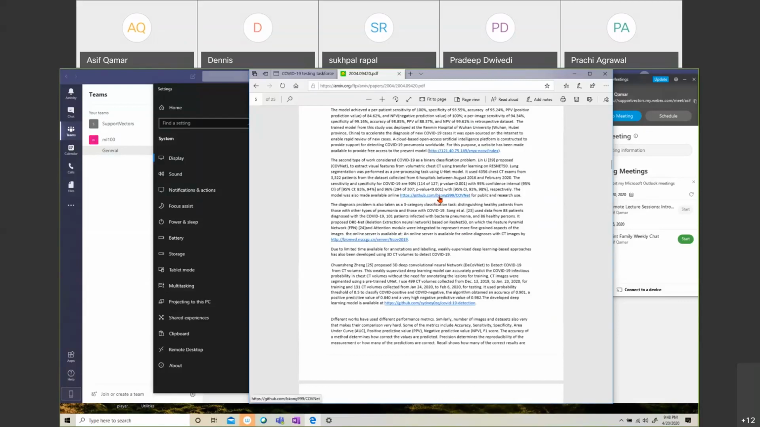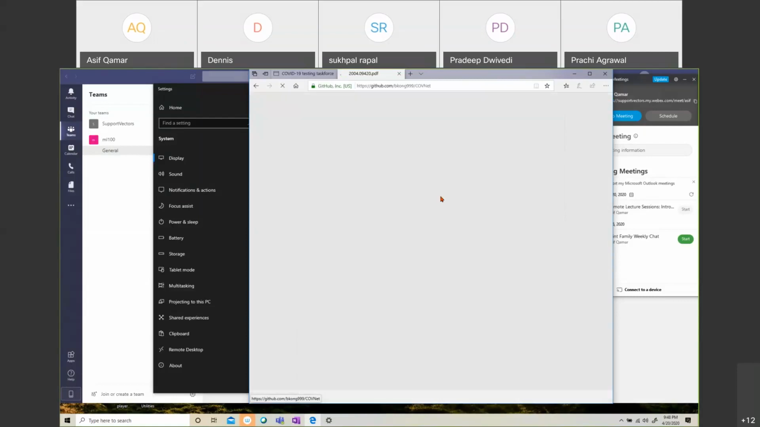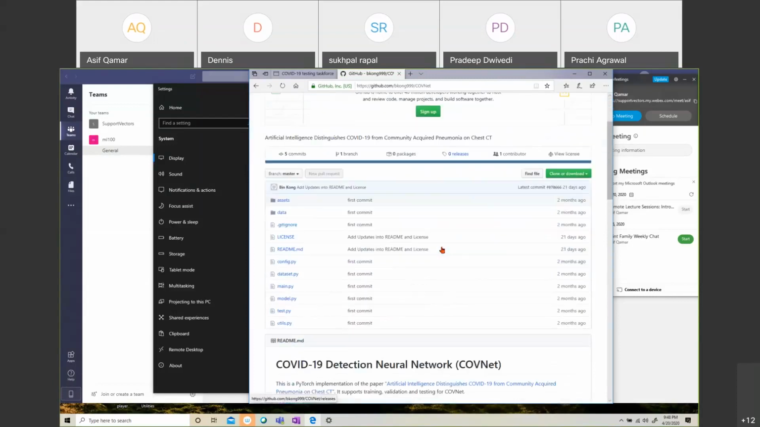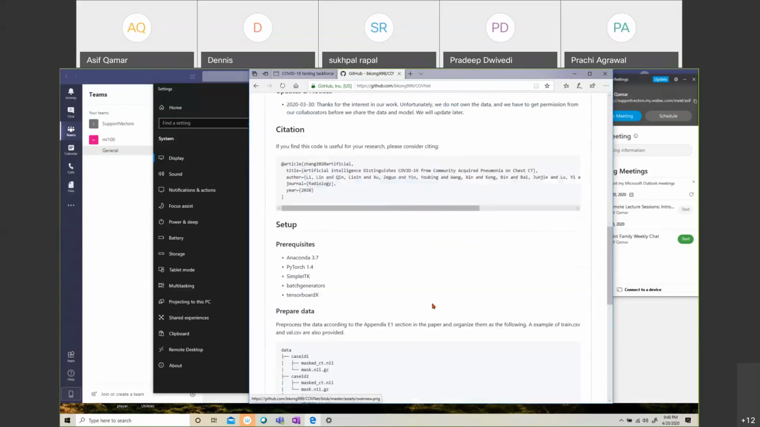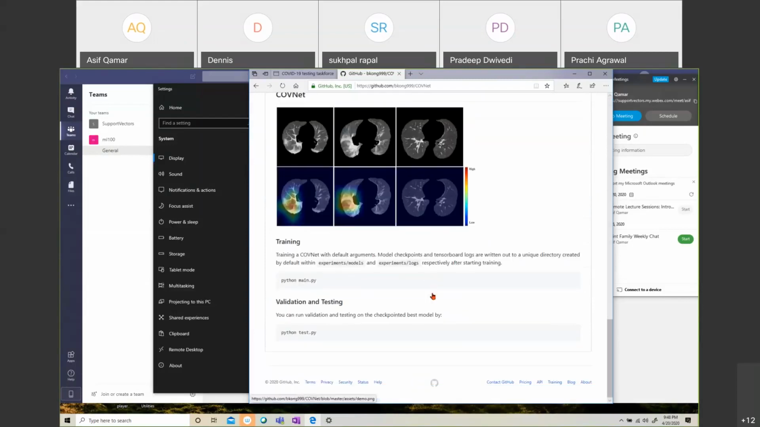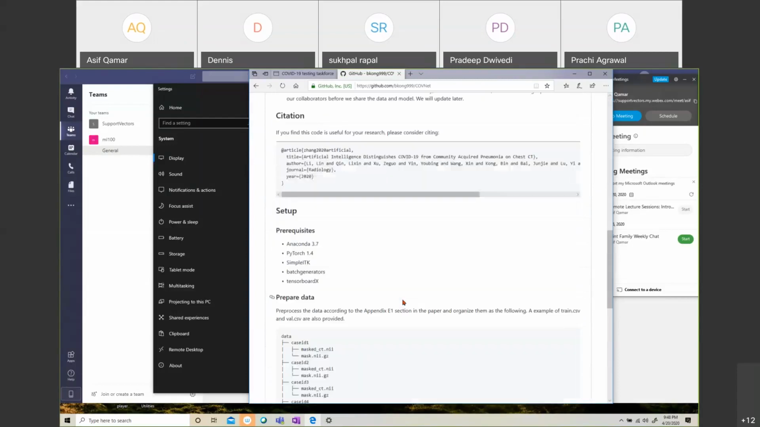Like for example, this COVID-Net that I was talking about. Here it is. It's a link to that. Right? And so you can see artificial intelligence distinguishing COVID-19, community acquired pneumonia on chest X-rays, and so forth. So what does it take for you to start using this code? Nothing. The code is there. You can just start running right away.